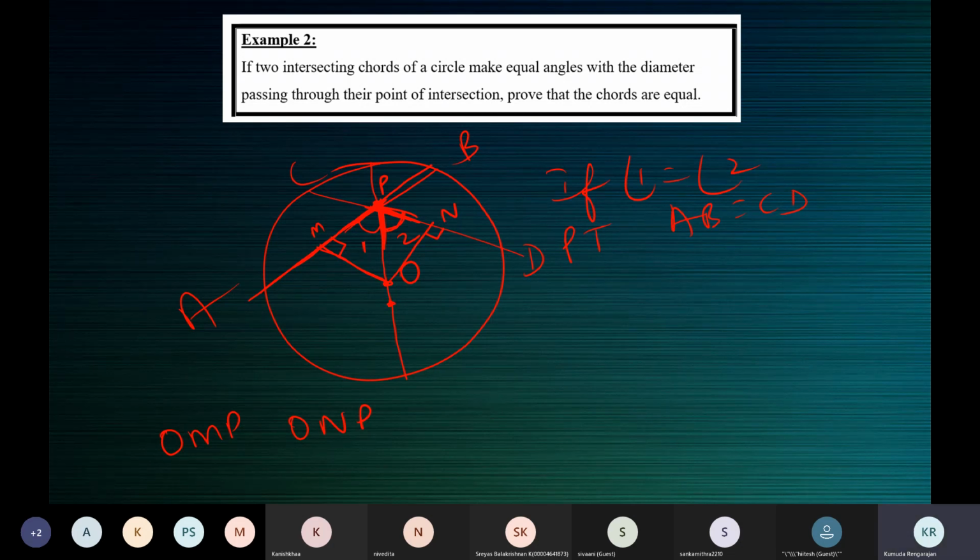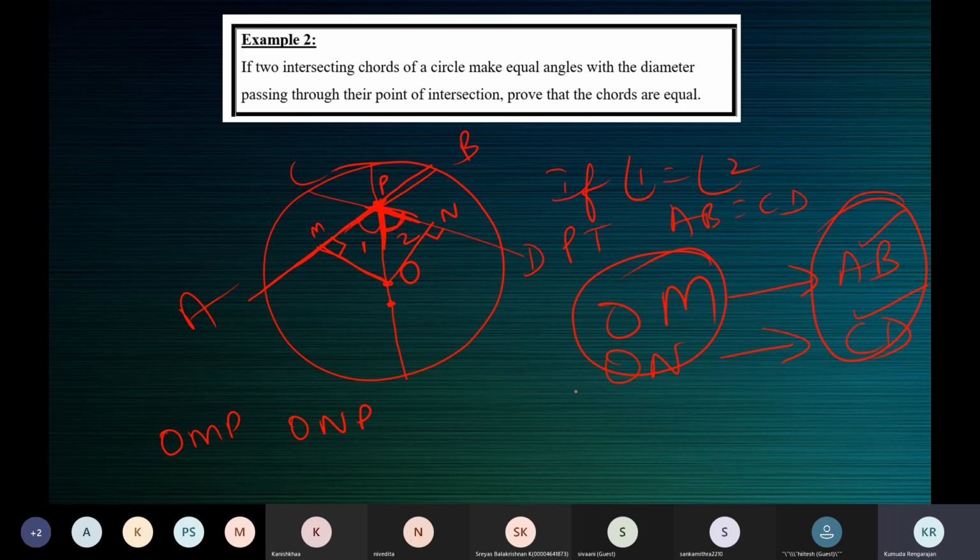And what is the distance of CD from the center? ON, ma'am. OM is the perpendicular distance of AB from the center. ON is the perpendicular distance of CD from the center. We want to prove that AB is equal to CD, but by CPCTC we can't get this. But by CPCTC we can get OM is equal to ON. Can we get that through CPCTC? Yes, ma'am. OM is equal to ON.